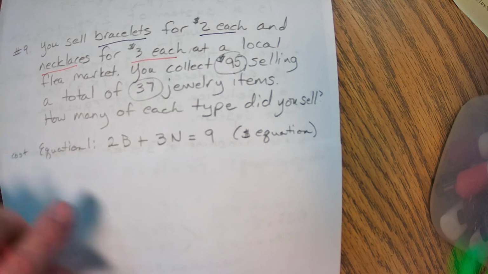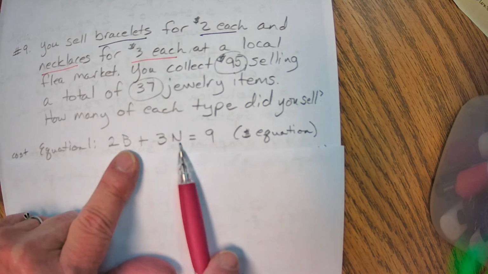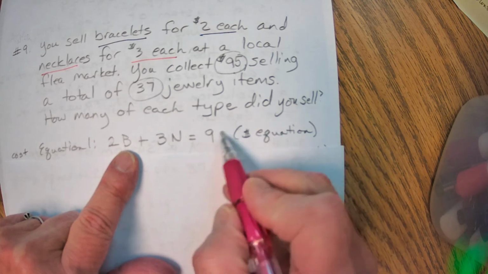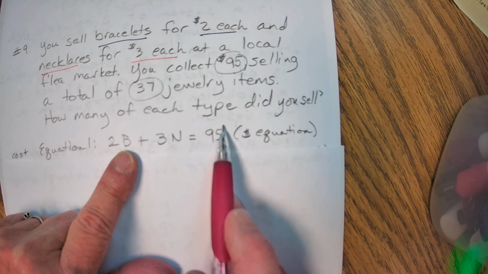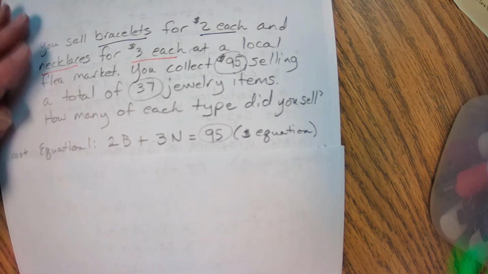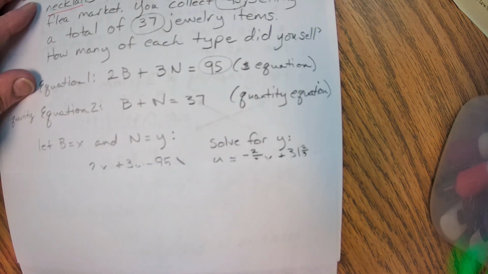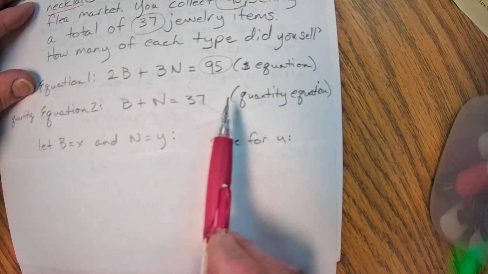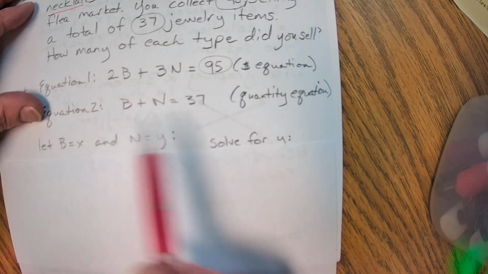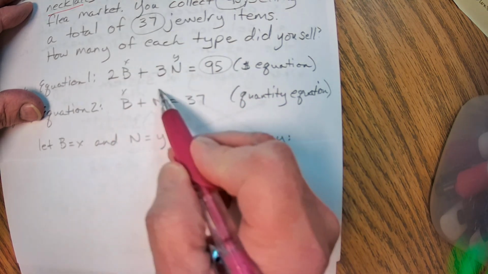Okay, sorry about that. So it costs $2 for the bracelets, $3 for the necklaces, and you sold, in total, $95 worth of stuff. So there's our two equations. And I'm going to change these b and n to x and y, so it's something more familiar to you. So we're going to let this be x and y.